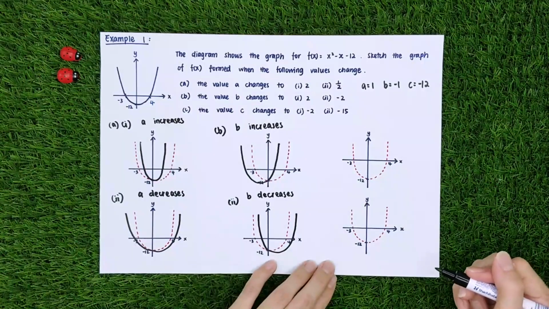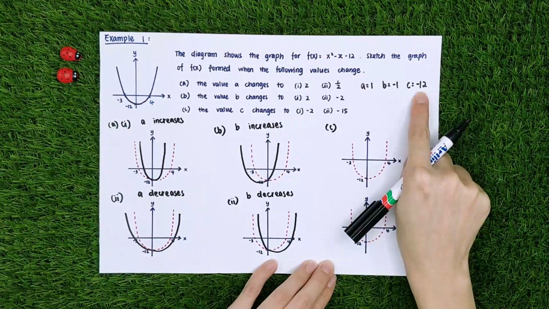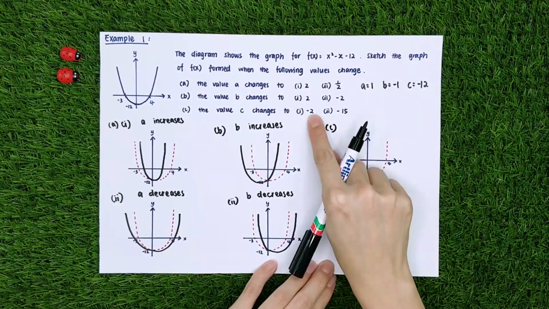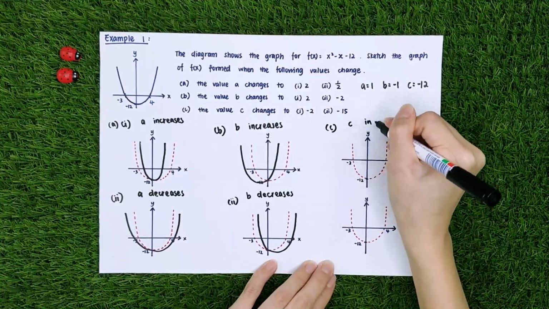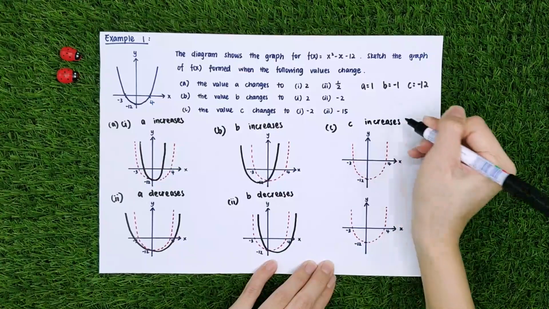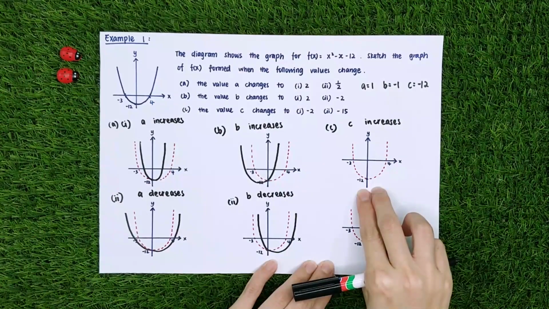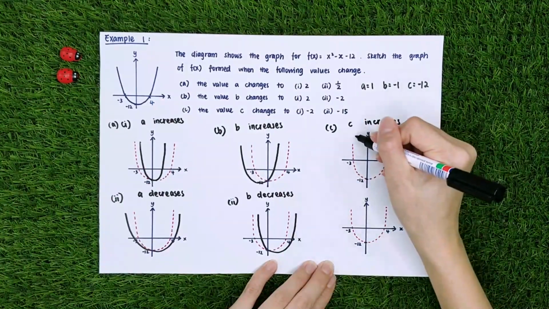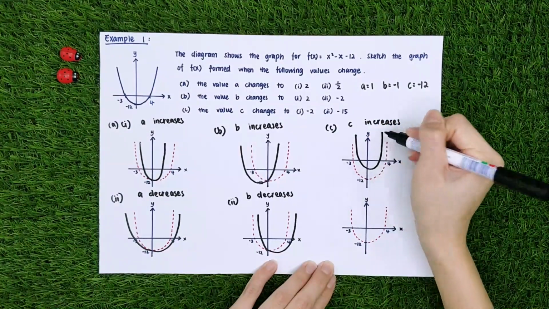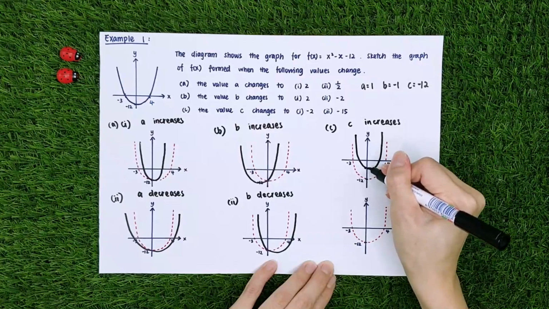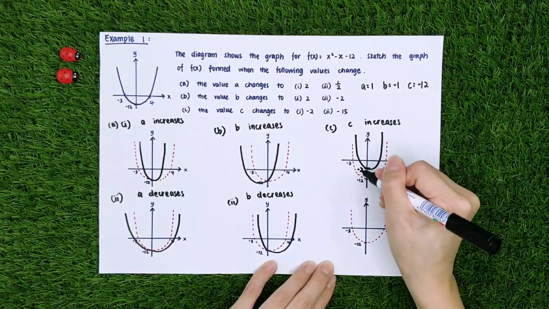Okay, so we go to part c. The original value of c is -12. For the first part, it becomes -2. That means c increases. When c increases, the whole graph moves up. It will look like this, and I know the y-intercept is equal to -2.